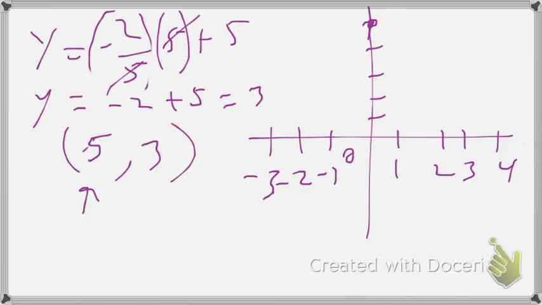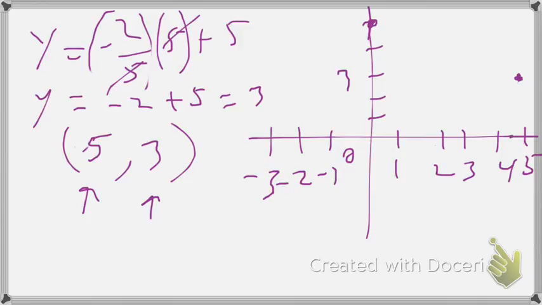So take the 5, substitute it into the equation where the x is, calculate that, and then the result is the other coordinate that you need for the point. So now the point is 5, 3. So 1, 2, 3, 4, 5, and then 1, 2, 3. So 5, 3.